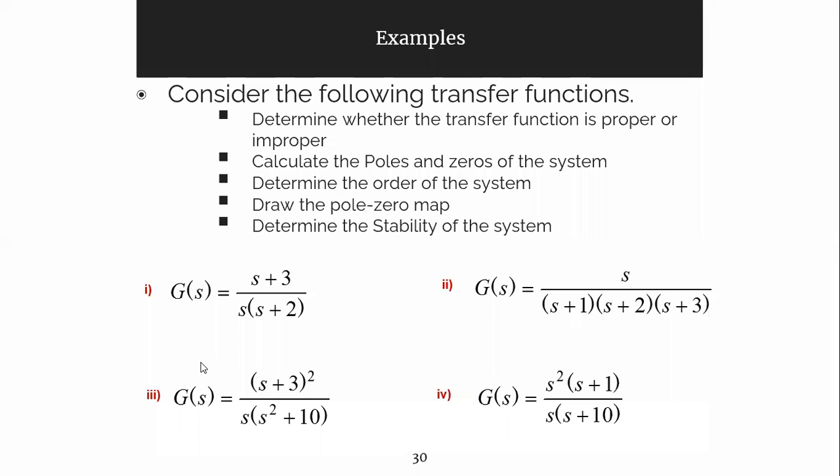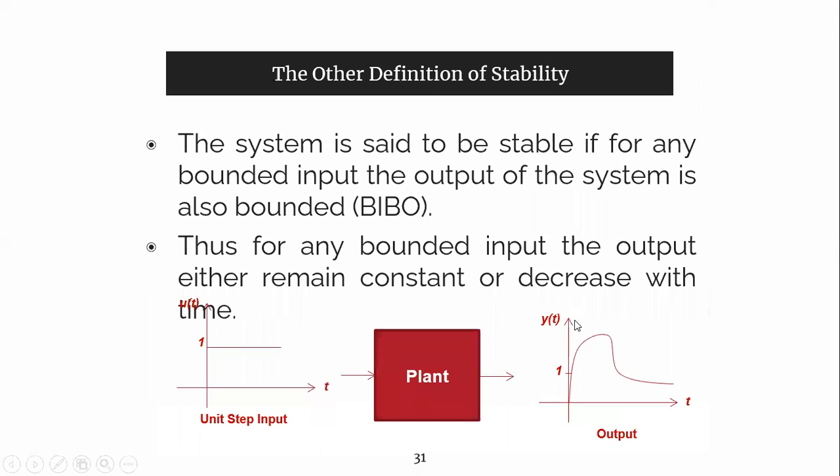How can we identify? G of S is equal to S plus 3 divided by S in bracket S plus 2. So this is in the order form, this is also in the order form, and these two are without order. So we can simplify and identify in this way.